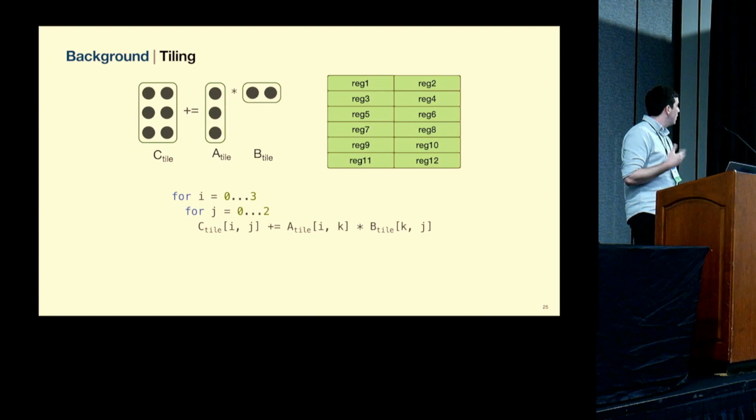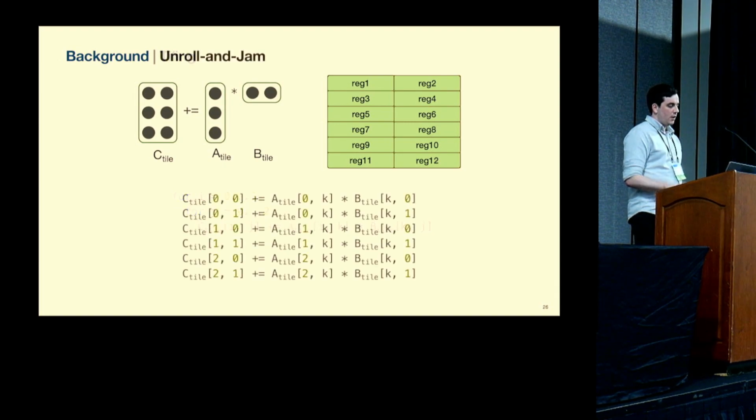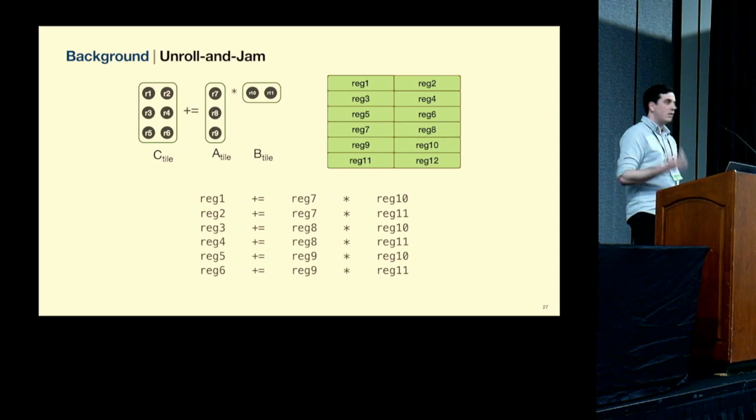So typically, the author of the code or the compiler will perform an unroll-and-jam in order to fully unroll those loops to result in code that looks like this. And with this code, now register allocation is pretty straightforward, and this is an example allocation.